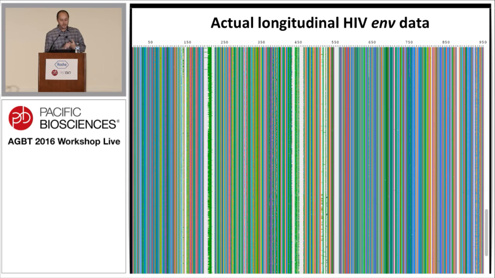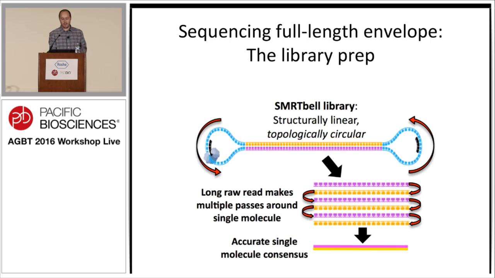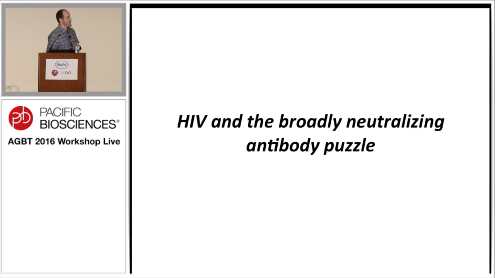Well, it's really quite straightforward. You go from viral RNA. In this case, I'll be talking about HIV envelope, which is a 2.6 kb gene. You go from viral RNA and you generate your cDNA and you amplify up the region of interest, and then you do the standard PacBio library prep with the SmartBell adapters, and this is all using circular consensus sequences, so this is all analyzed at the single molecule level. And this straightforwardly gives you that really, really nice high quality data.